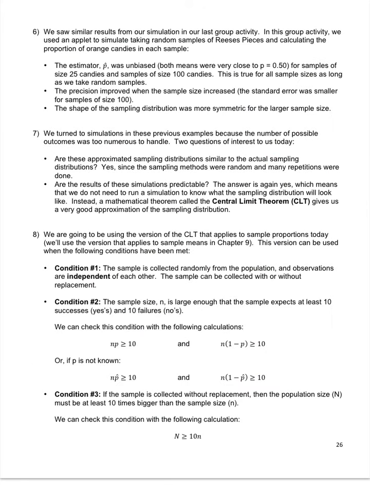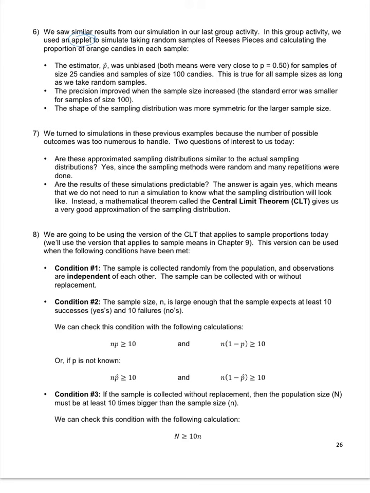All right, number 6, we saw similar results from our simulation in our last group activity. In this group activity, we used an applet to simulate taking random samples of Reese's Pieces and calculating the proportion of orange candies in each sample. And if you are watching this video ahead of time and you haven't done that applet yet, and that's in your group activity, you may want to come back and look at this again later.